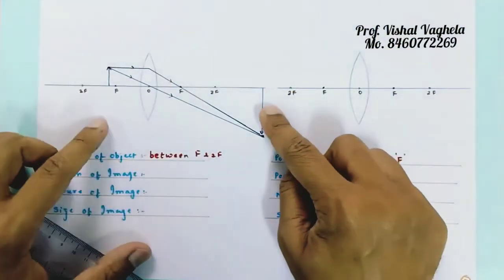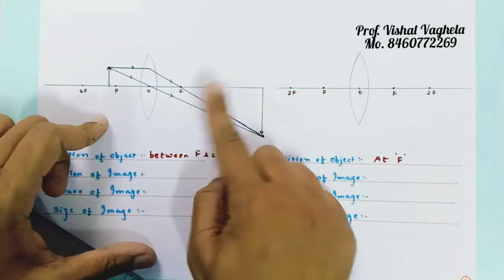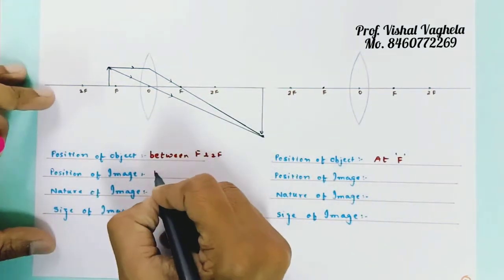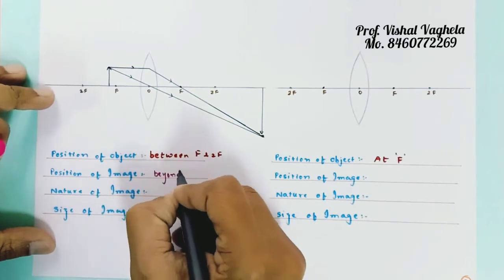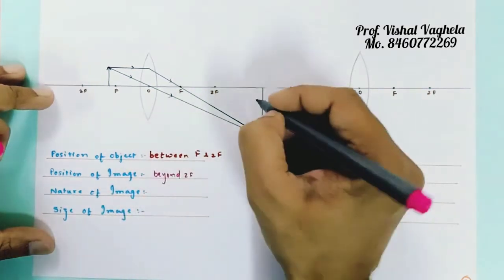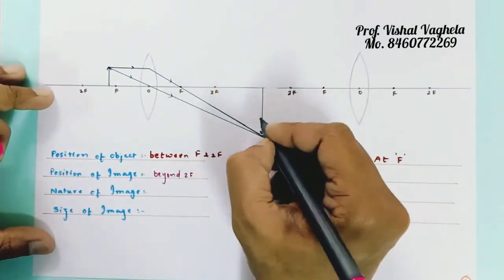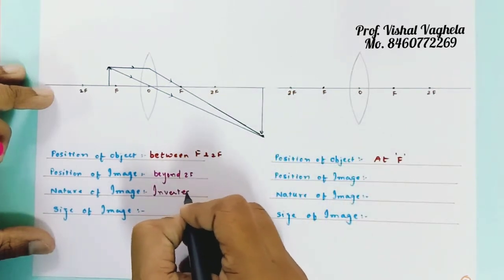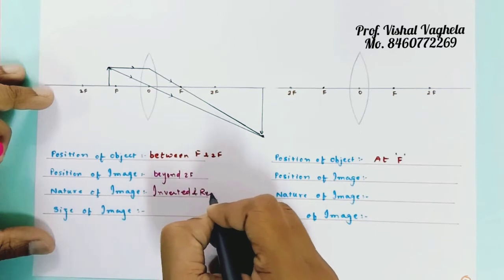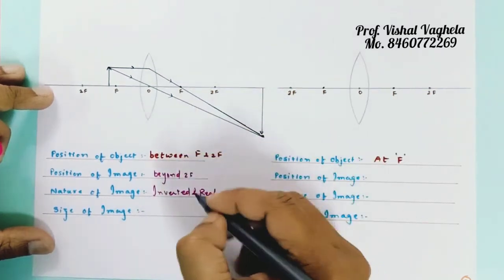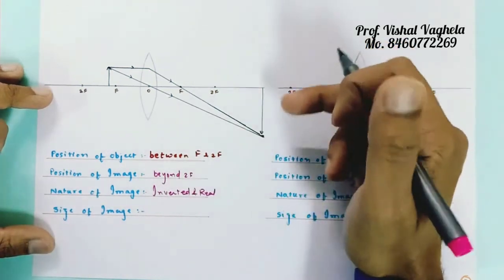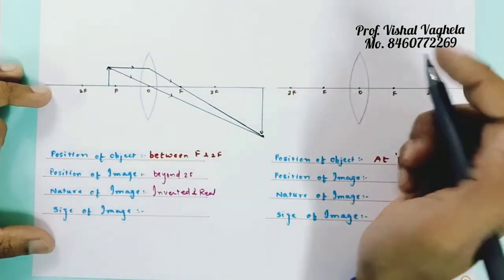So here this image is beyond 2f. So the position of the image is beyond 2f. Then since the refracted rays meet, the image is inverted and real. If refracted rays meet, it's always a real image, and real images are always inverted. Size of the image, it is enlarged, right?